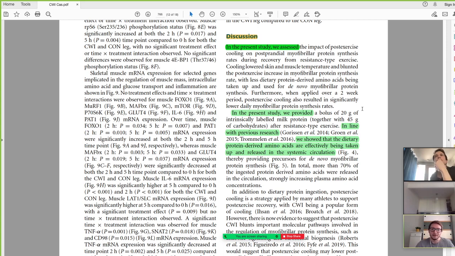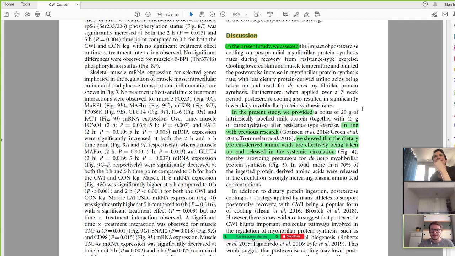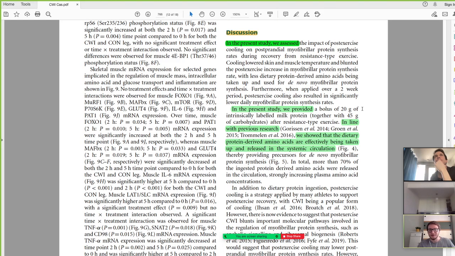So he says what they assessed, and basically that cooling lowered everything. So it lowered temperature, skin and muscle, and also all those different aspects of muscle protein synthesis, or amino acids from the protein into the muscle, or the acute muscle protein synthesis response, or even the 2-week muscle protein synthesis response. So I think that's a good first section.